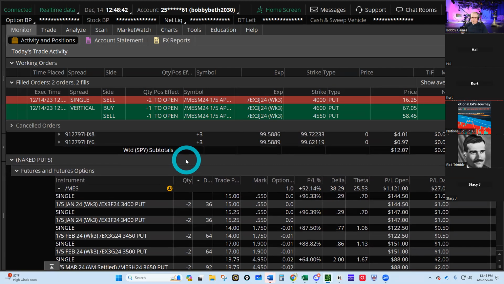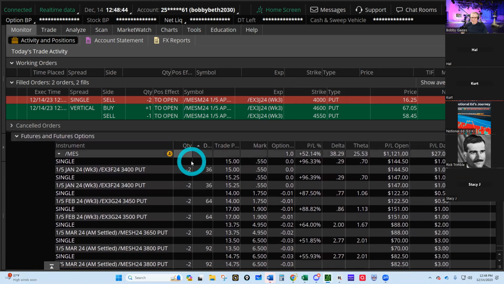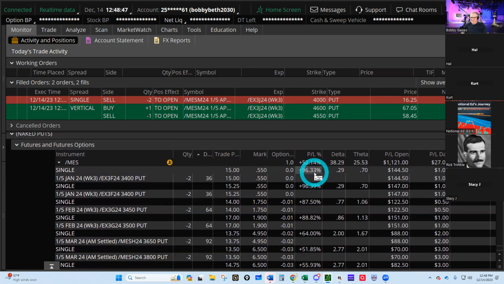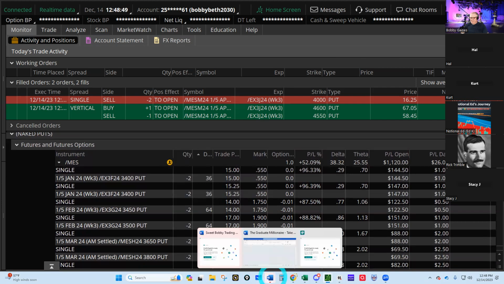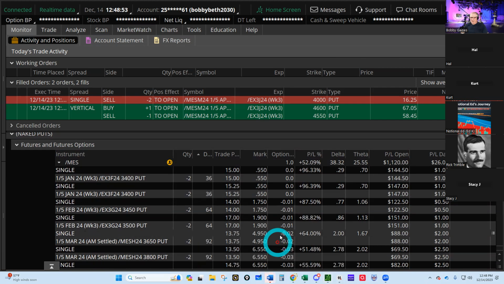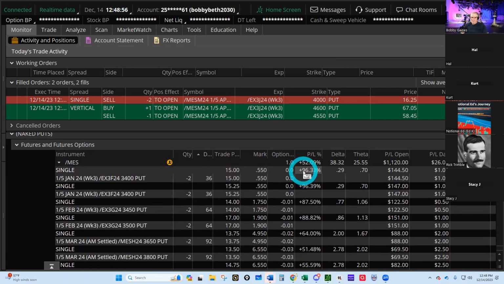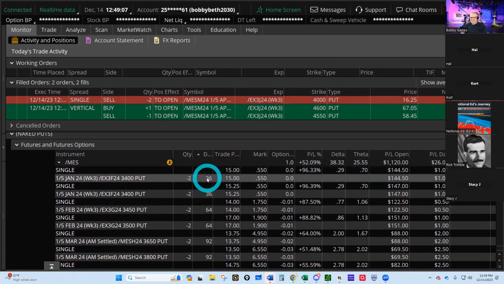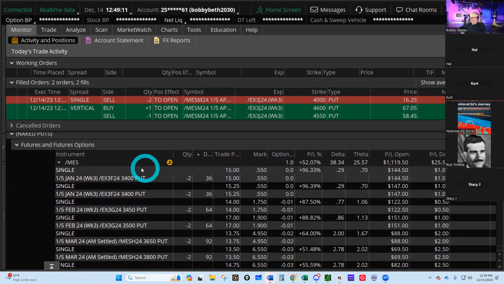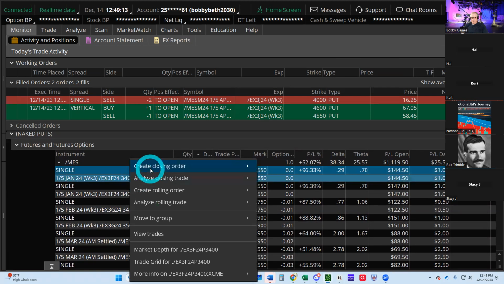Now look at this, y'all. Our plan says to close these when they are at 25 or 95%, right? So I think I need to follow what my plan says. Even though my theta is low, I need to take some of these off. Look at this. At 36 days, these 3400s need to go off. They're at 96%, both of these. So let's close these 3400s.